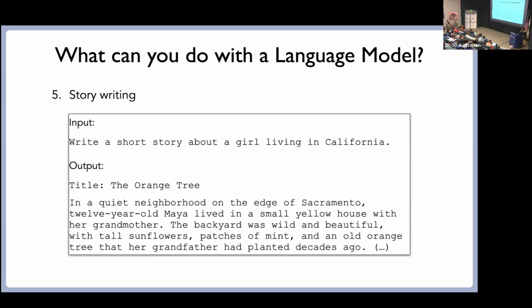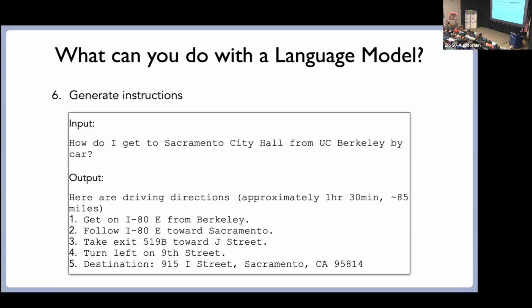You can ask the model to write a short story about a girl living in California, and this is the actual text that the language model generates. It's able to generate long-form text like this. You can also ask the model to do something more complicated, like generating instructions to go from one place to another, and it's able to generate a pretty long and well-formatted text like this, which also has bullet points.